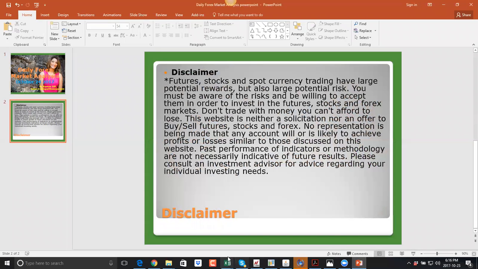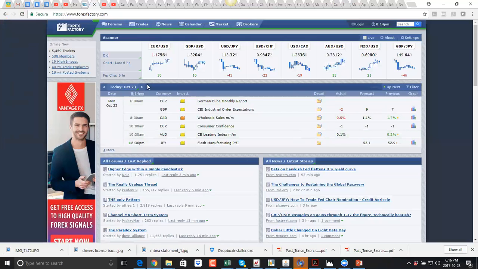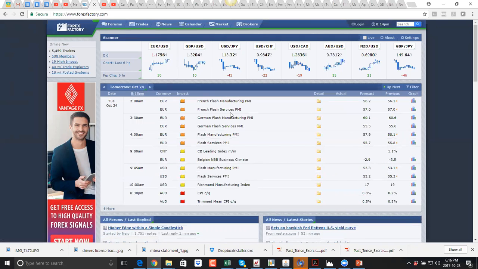So let's start off as usual by taking a look at our calendar here. Not a whole lot going on today. Going into tomorrow, though, in the European session, in the London session, we have a lot of PMI data points coming out, which will be important. They're leading indicators, so those are important. Other than that, not a lot.